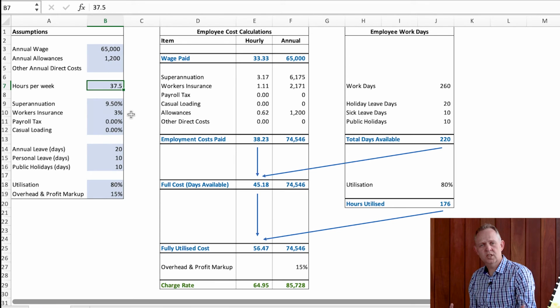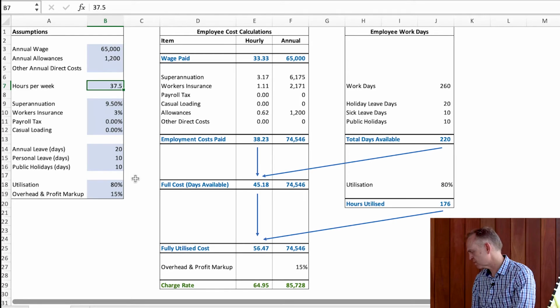Also, if there's casual loading, so if they're a casual employee as opposed to a permanent employee, they might have a casual loading that they're entitled to as well. Then below that is their leave entitlement. So if they're not casual, permanent, how many days leave do they get for annual leave, for personal leave? And then below that, how many public holidays they get?